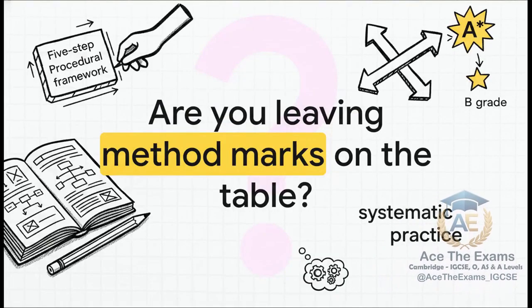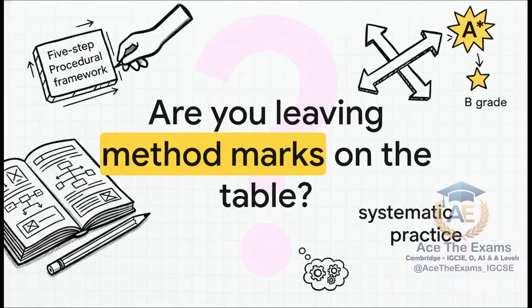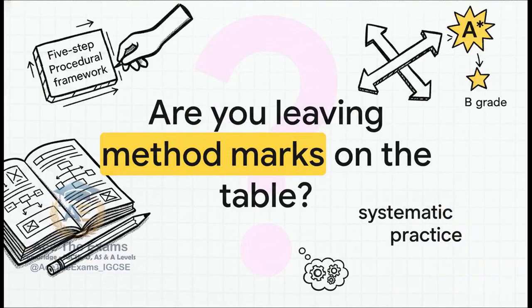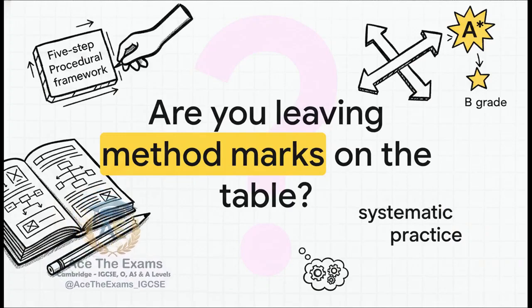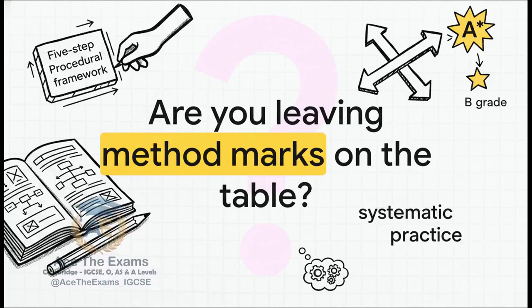So I want to leave you with this final, somewhat provocative question. Are you leaving method marks on the table? Seriously, I highly encourage you to go review your recent past papers. Look closely at your working. Are you actually executing your analysis with clear notation? Are you pacing yourself and applying our 5-step procedural framework? The difference between a B and an A star is almost entirely in that structure and stamina.